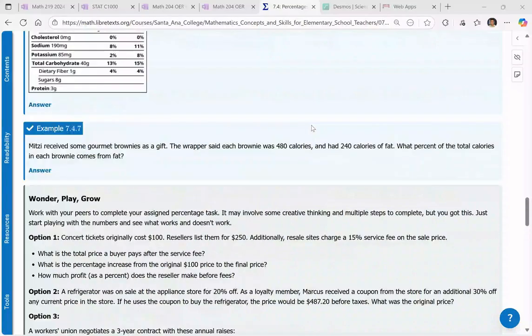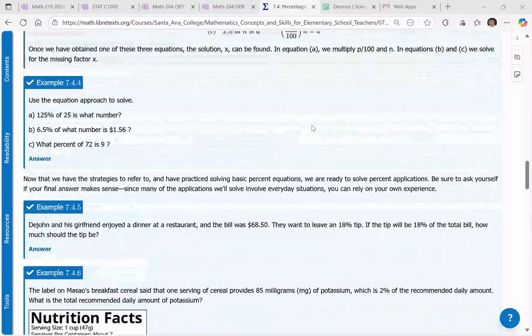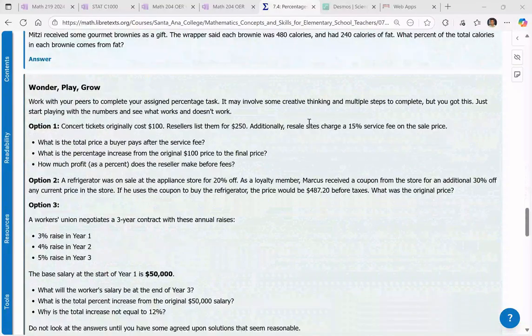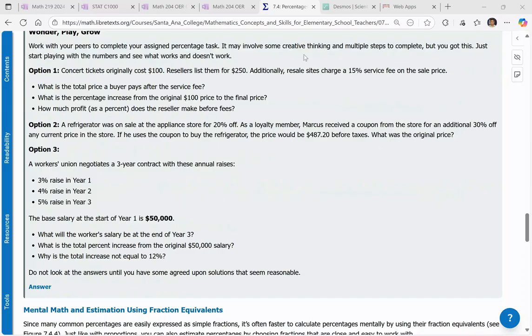All right, let's go ahead and finish chapter 7.4. We looked at different ways to solve percent problems. Before moving on, you may want to take a few minutes just to try a couple of these problems on your own. I have the solutions, I'll post them right now, but take a look.